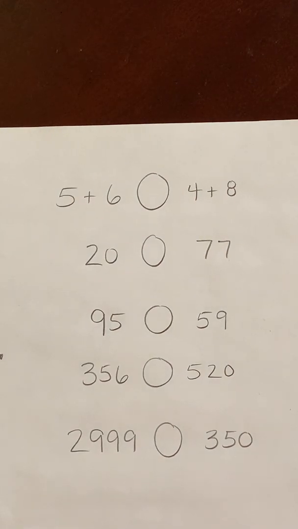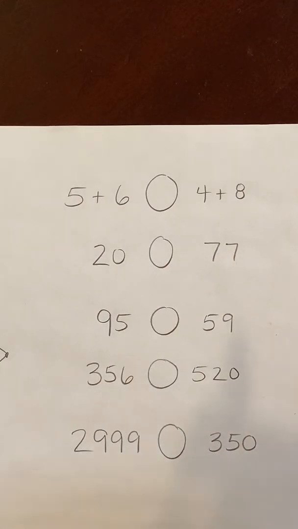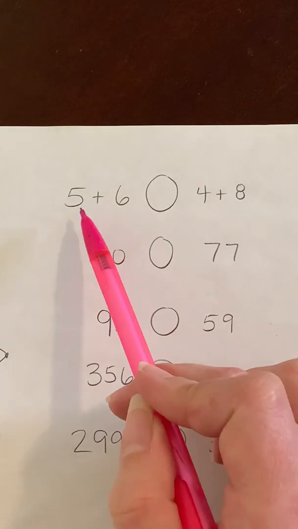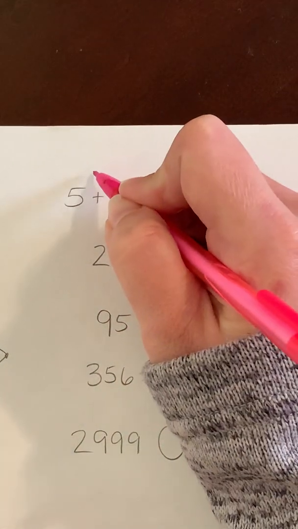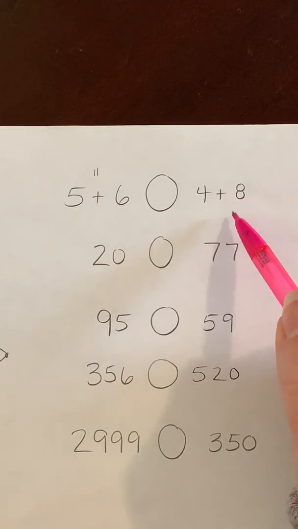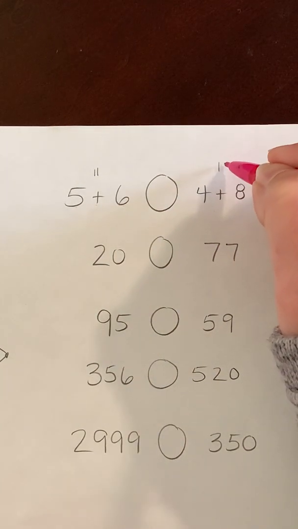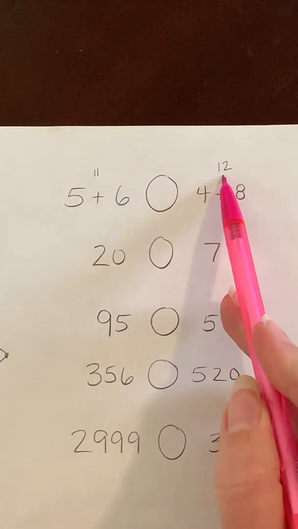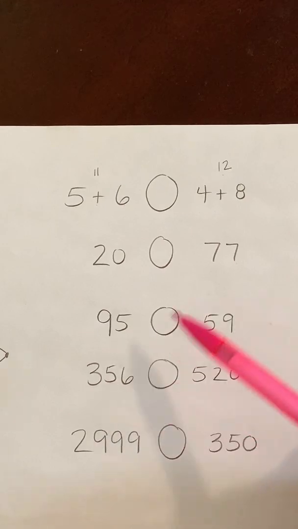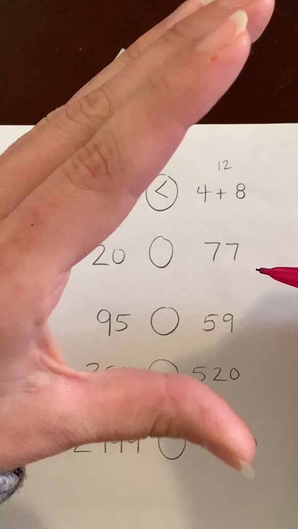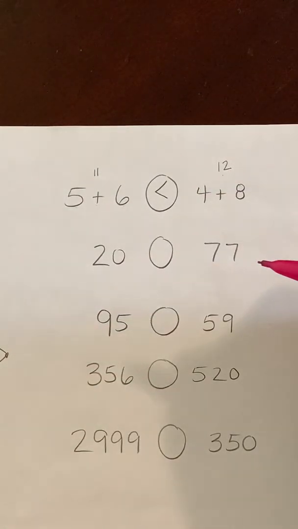It's going to get a little trickier, but I know you can do it. Think of where is the bigger number. 5 plus 6 and 4 plus 8. 5 plus 6, well, that equals 11. And 4 plus 8, that equals 12. 11 or 12, which is bigger? Yes, this way. Yum, yum, yum, yum.